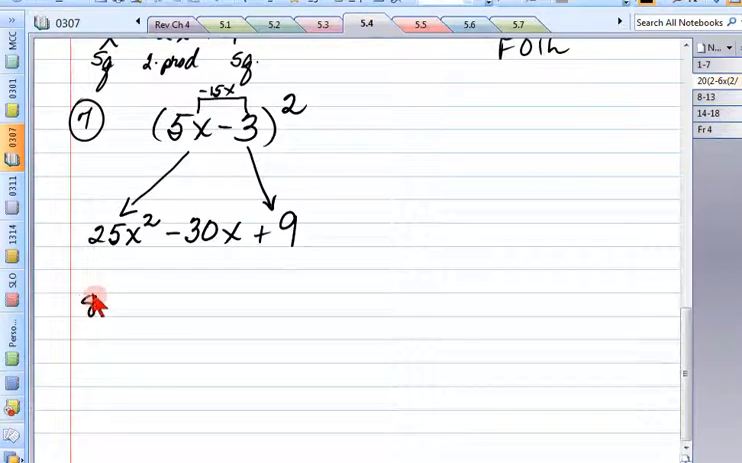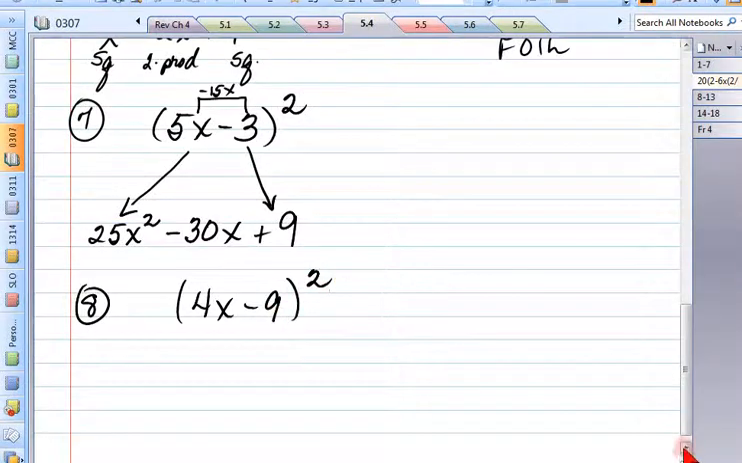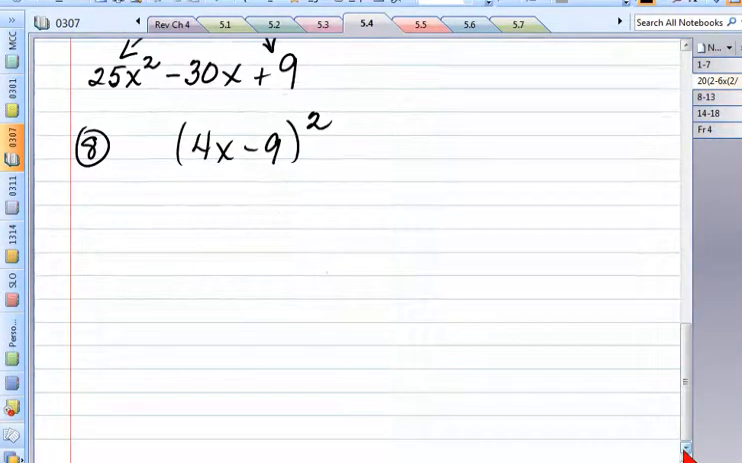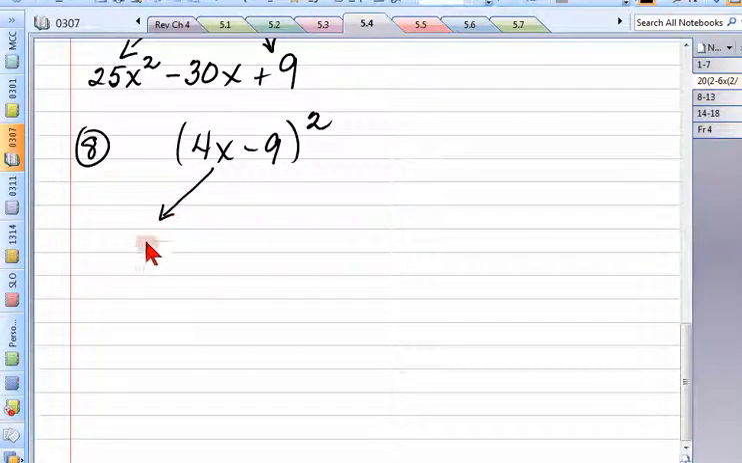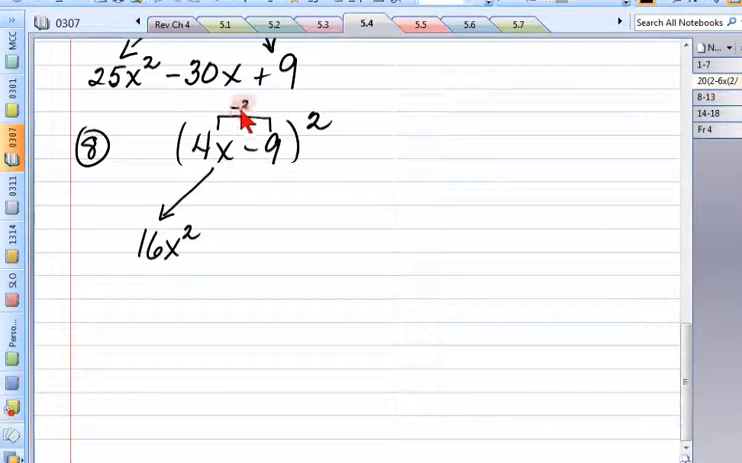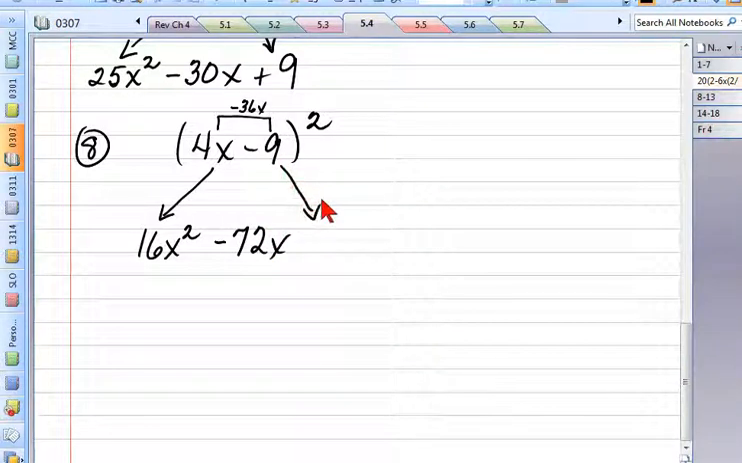Let's look at number 8. I have 4x minus 9 quantity squared. What's 4x times 4x? 16x squared. To get the middle term, I find the product. What's 4 times negative 9? Negative 36x. But I have to double it. Negative 72x. Square the last one, plus 81. That's quicker than doing it by FOIL.